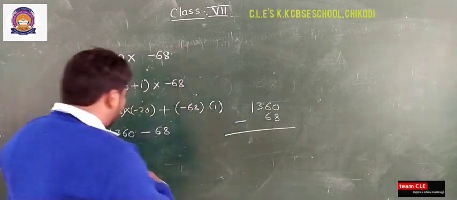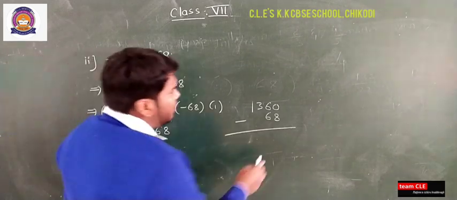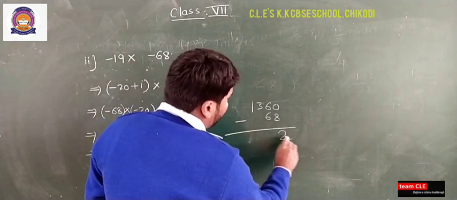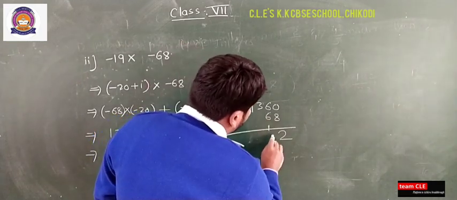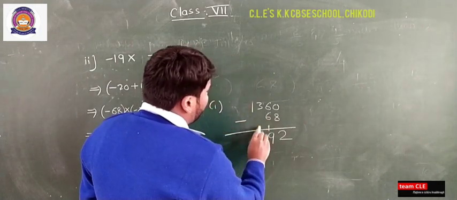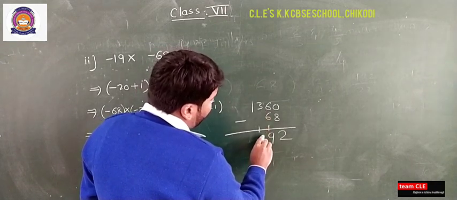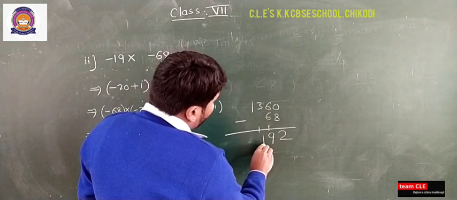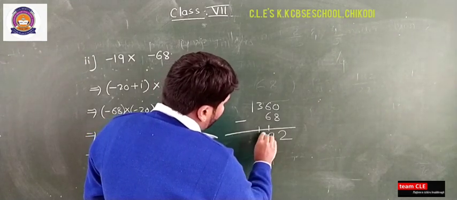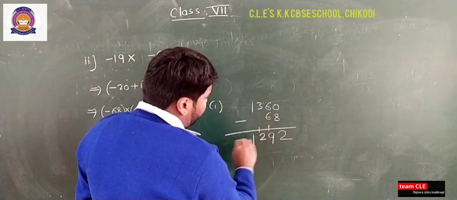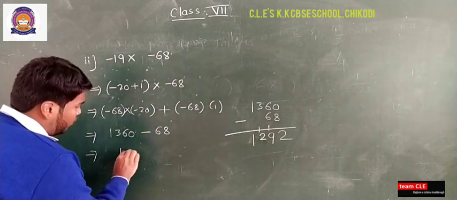Okay, 1360 minus 68. 10 minus 8 is equal to 2. Similarly, one carry here. 16 minus 7 is equal to 9. One carry, 2 minus 1 is equal to 1. 2 minus 1 is equal to 1, and 1 as it is. So we'll get this as 1292.